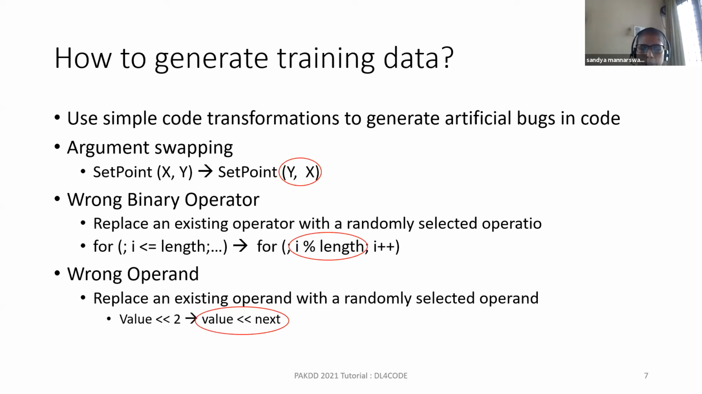So the way they generate training data is to use simple code transformations. They take an existing piece of code and identify which of these 3 cases it can be transformed to. For instance, for the wrong binary operator, they replace the current operator with a randomly selected operator. And for a wrong operand, they select a random operand in the method and then replace it with that. So this is a way they are able to scale the generation of training data.